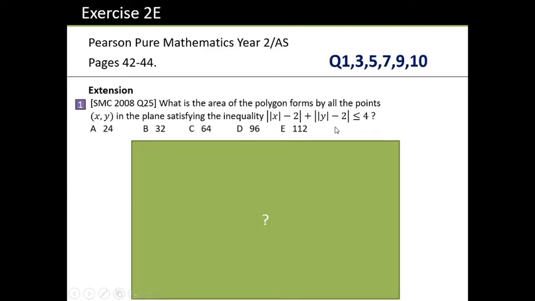What I'd like to do now is have a go at some questions that test your understanding further on this. You've got the questions and you've also got the answers, and I'd like you to have a go at questions 1, 3, 5, 7, 9 and 10 for exercise 2E, please. Once you've done those and checked your answers, click play again, and we'll carry on and look at combining functions too.